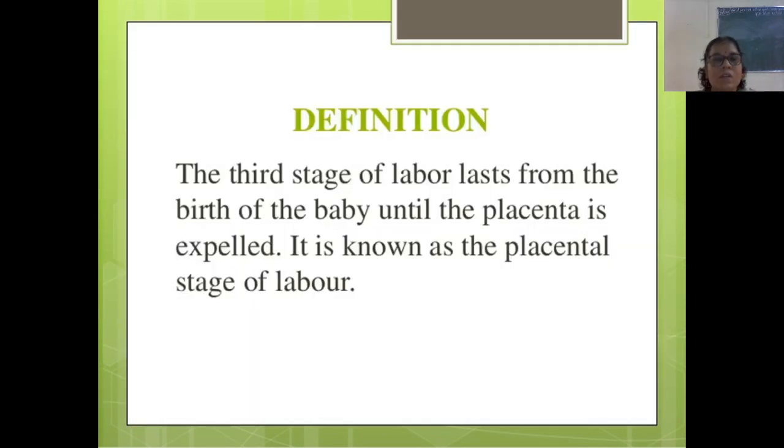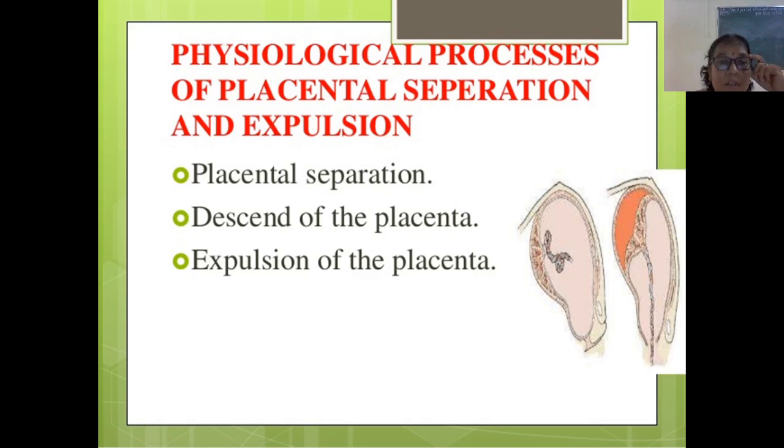So what is the third stage of labor? It lasts from the birth of the baby until the placenta is expelled. It is also known as the placental stage of labor. The physiological processes by which placental separation and expulsion take place can be divided into three phases, that is, placental separation, descent of the placenta and expulsion of the placenta.